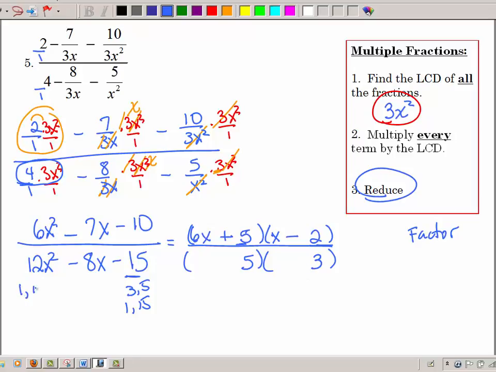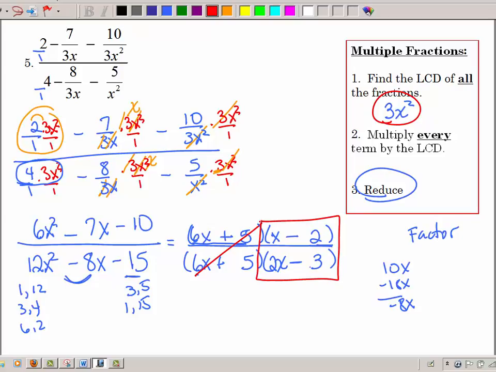But since I have that 5 up there, I'm going to try the 5 here and the 3 there. And on the 12, I have 1 and 12, 3 and 4, 6 and 2. But again, since I have the 6x plus 5, let's try the 6 there and the 2 there. And I need to get my signs to have a negative 15. That needs to be negative. Now let's see if we can get that negative 8x. So let's see, that's going to be 10x. 6 times negative 3 is negative 18x. Alright, that factors. So notice, even though not easy factoring, I used one answer to help me factor the other part. So now I can reduce my common factor of 6x plus 5, and that's my final answer.